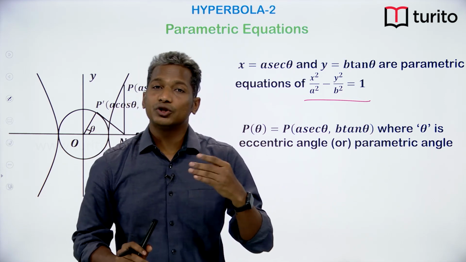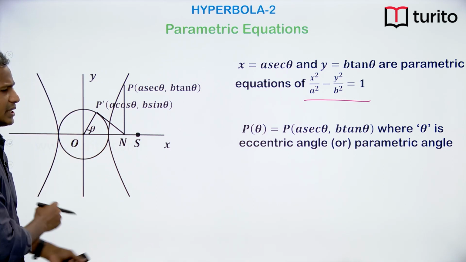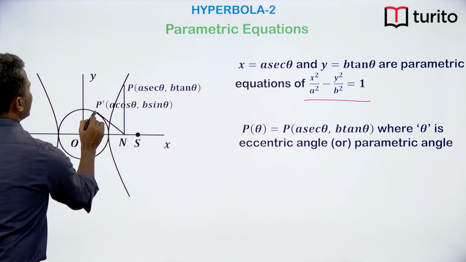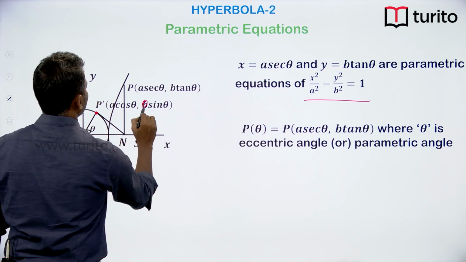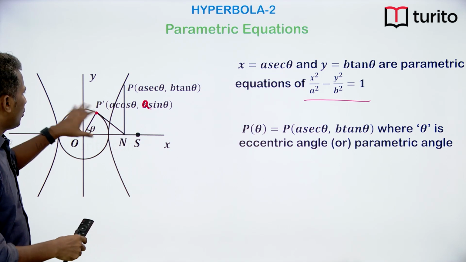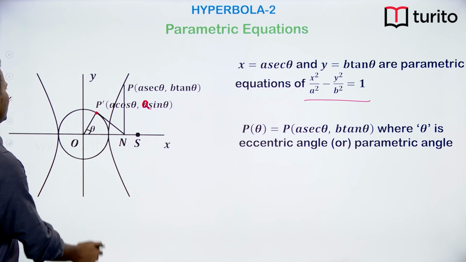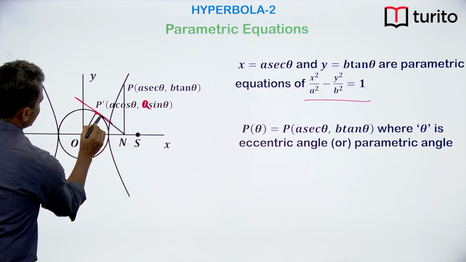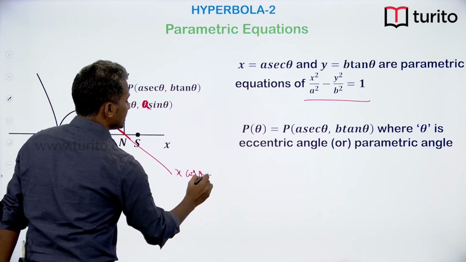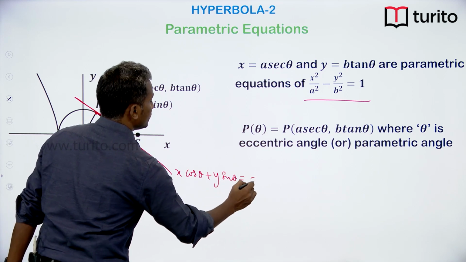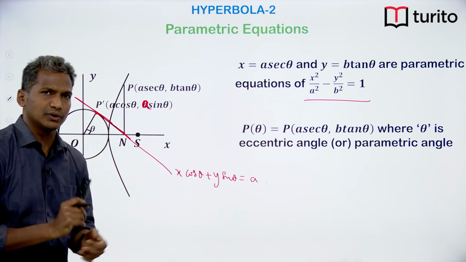But what could be its geometric meaning? This diagram will clarify that geometric meaning. Suppose on the auxiliary circle, I have taken a point P dash which is a cos theta, a sin theta. Now, at this point if I draw a tangent, you see this is the tangent, the equation of this tangent will become x cos theta plus y sin theta is equal to a.